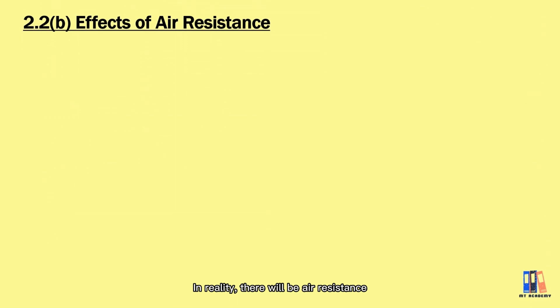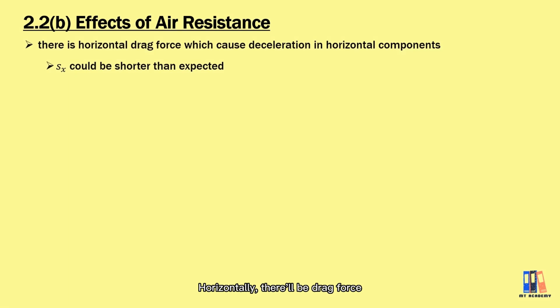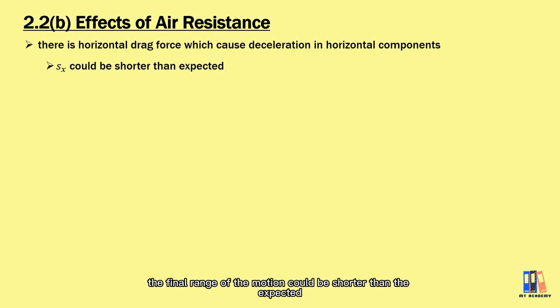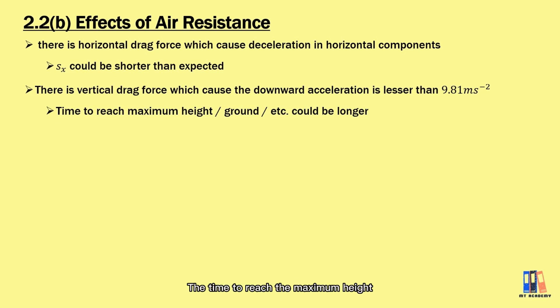In reality, there will be air resistance which will affect the projectile motion. Horizontally, there will be a drag force that causes deceleration in the horizontal velocity. So the final range of the motion could be shorter than expected. There is also drag force due to air resistance in the vertical component, which causes the downward acceleration to be less than 9.81 meters per second squared. So the time to reach the maximum height or the ground could be longer than expected.